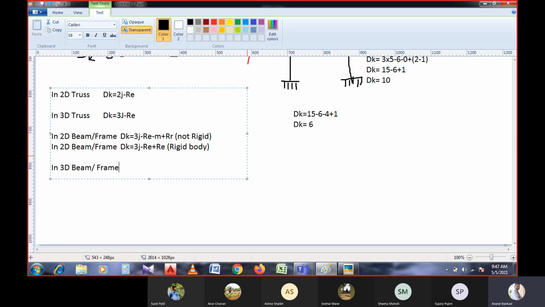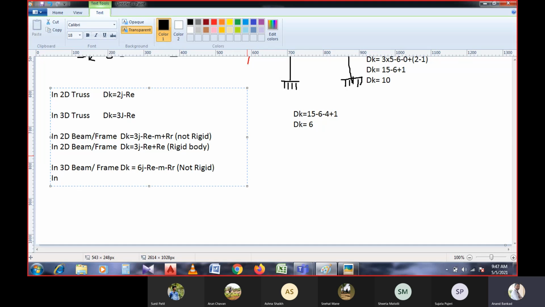frame, the DK value will be 6 degrees of freedom at each joint, 6 degrees of freedom at each joint minus the external reactions minus m, and that is members, and released reactions. Again, it is the same case, not rigid.